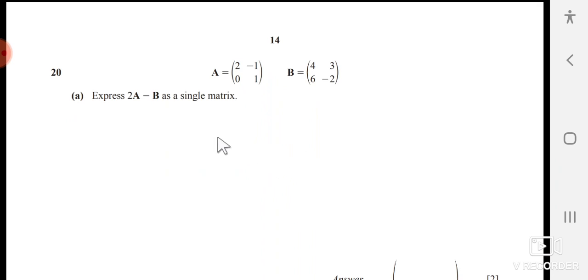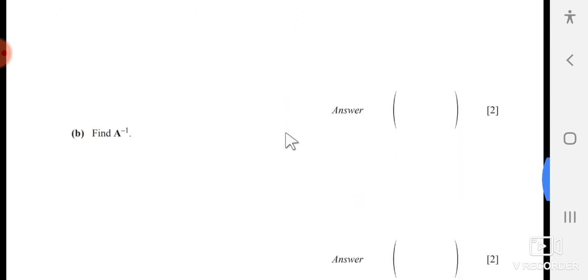And this is again a very simple question. Just multiply this matrix with 2, and you will have 4, minus 2, 0 and 2, and then subtract these elements from there. You will have the answer of that.